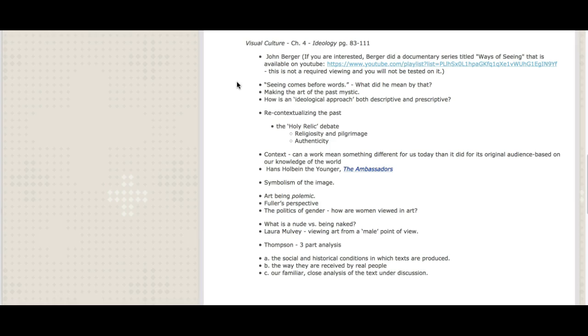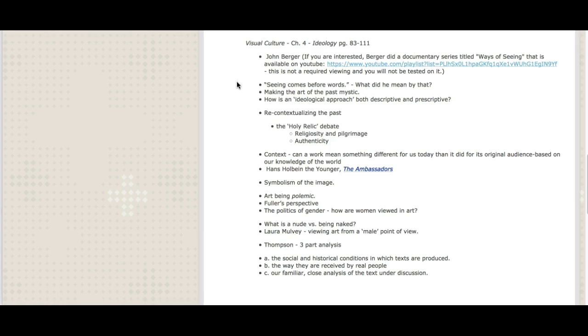We also look in this chapter at the politics of gender. How are women viewed in art? This is a really important topic in the art world and very relevant today. We're going through this neo-feminism movement, so it's incredibly relevant in 2017. I want you to consider the difference between someone who is nude versus naked in a work of art. Laura Mulvey is a brilliant theorist, and she wrote a lot about this earlier in the 20th century: viewing art from a male point of view, and that we're all conditioned to view things this way.